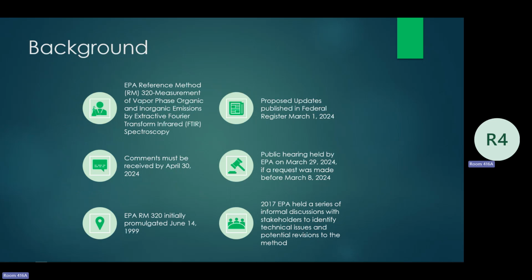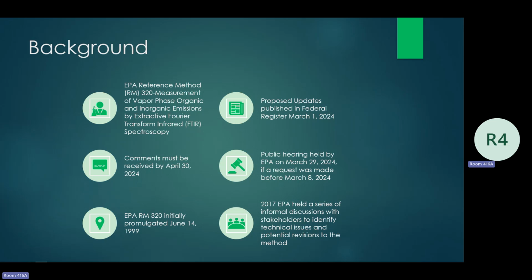Okay, so background to this rule that could be tremendously impactful. March 1st in the Federal Register, the EPA published some proposed changes to EPA reference Method 320. The comment period is active right now. We have up until April 30th to submit any comments that we would have in regards to the proposed changes.